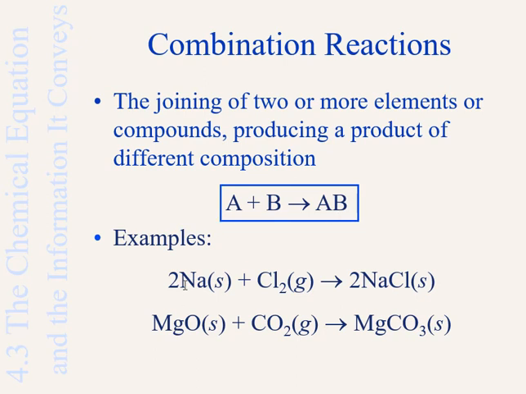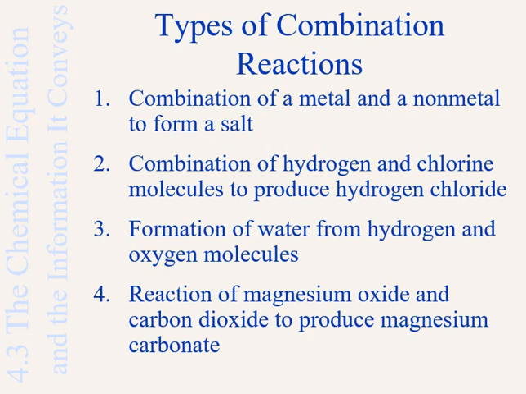Here are two examples: sodium metal plus chlorine gas reacting to produce 2 NaCl solid, and magnesium oxide, a compound, and carbon dioxide, another compound, reacting to form magnesium carbonate. In the first case here, you have two elements. Chlorine is in its elemental diatomic form, sodium is a pure element, but in this other example you have two compounds. So you could mix elements or compounds, either all elements or all compounds, or a mixture of elements and compounds as well. And when they react, they form chemical bonds. They don't just mix into each other, they combine. So this is an example of a combination reaction.